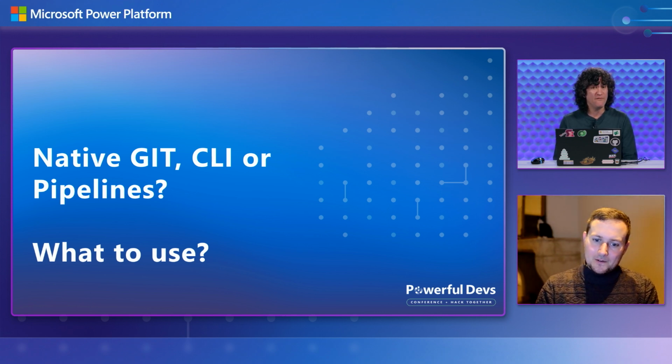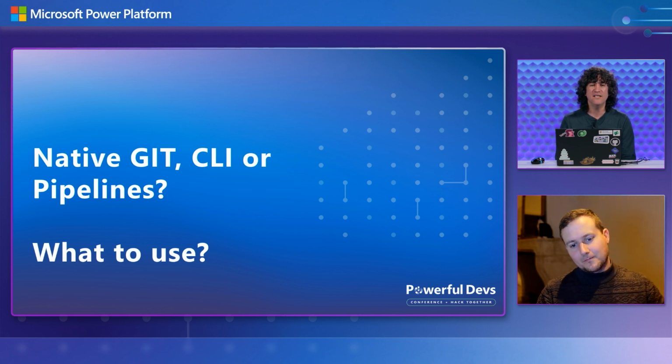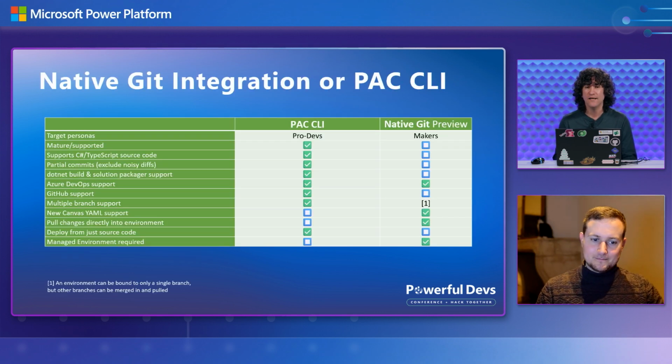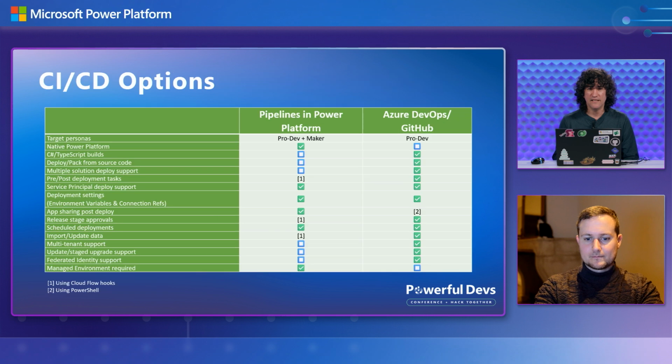So with code, we have options, and we have lots of options with Power Platform, right? What should I use? Native Git, PAC CLI or Power Platform pipelines, Azure DevOps? What to use when? There is no one size fits all. You have options. This table might help you to decide what to use. Important to say, the native Git integration is now in public preview. At this point, we support low-code components. If you are creating code-first components using TypeScript or C#, PAC CLI is the way to go. But moving forward, you will see more and more components supported in the native integration.